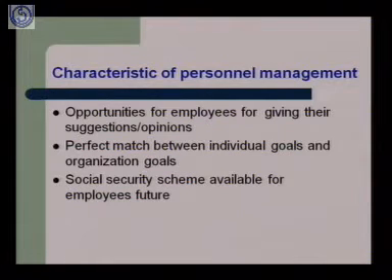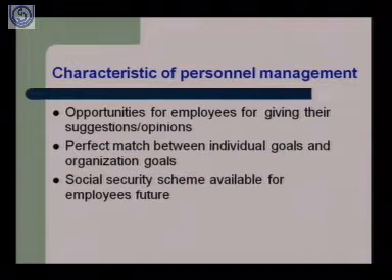As I told you in the beginning also, now our personnel management is working in classical theory and the behavioral theory. Classical theory is job oriented. So every organization wants that it should work smoothly with high quality and with good output. If we talk about a hospital, that means the patient should be satisfied, and side by side the staff also should be satisfied. So in personnel management, these two things should be highlighted, that is a perfect match between individual goal and organizational goal. Then a social security scheme available for the employee's future. Only then will they be able to work in that particular organization for long. So these are certain characteristics, I think.